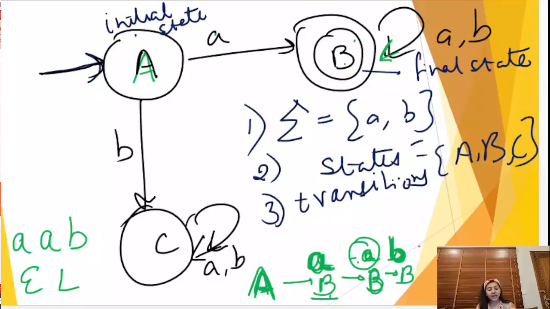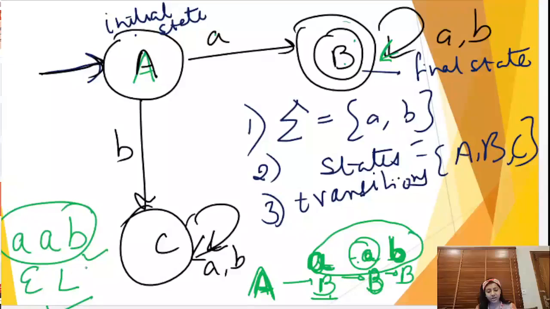So, after the completion of the scanning of the entire string that you are presented with, if you end up in the final state, we say that this string belongs to the language. Right? So what does the finite automata say? Whenever you are scanning any string and after completion of the scanning you end up in the final state, we say that string belongs to my language. So yes, aab is part of the language.